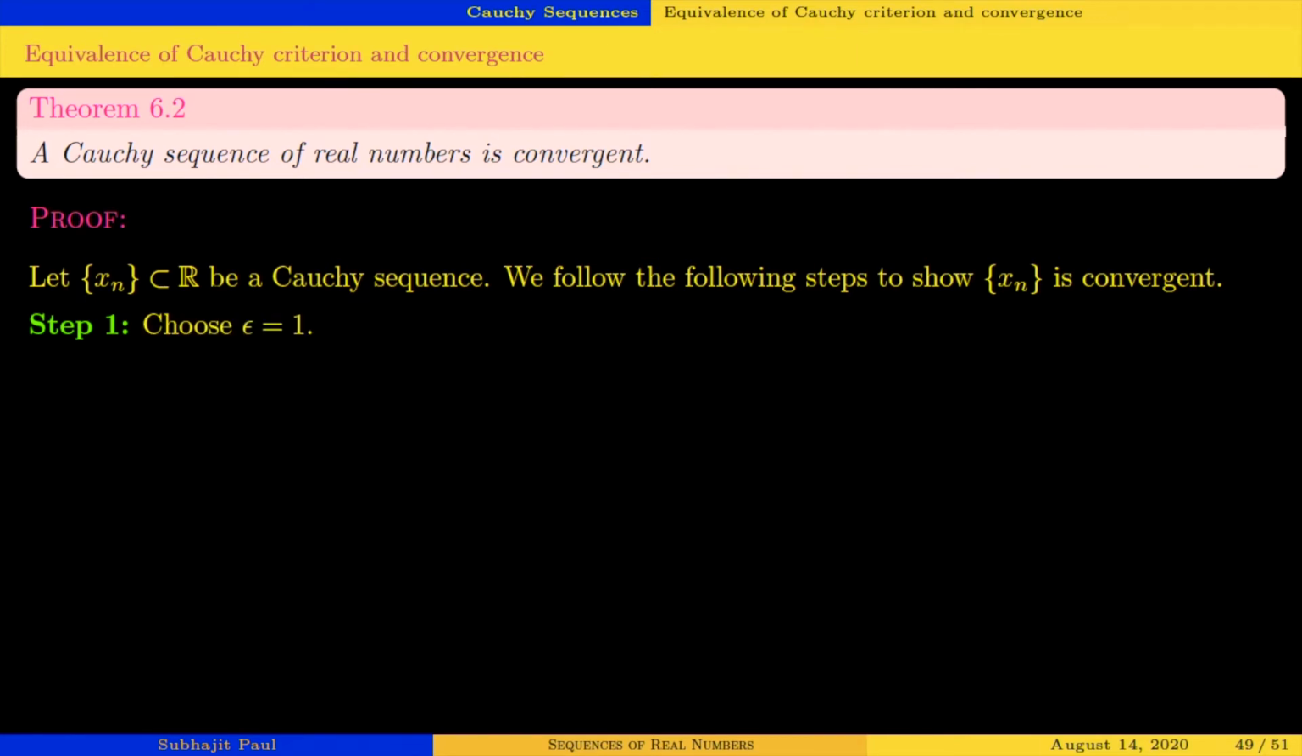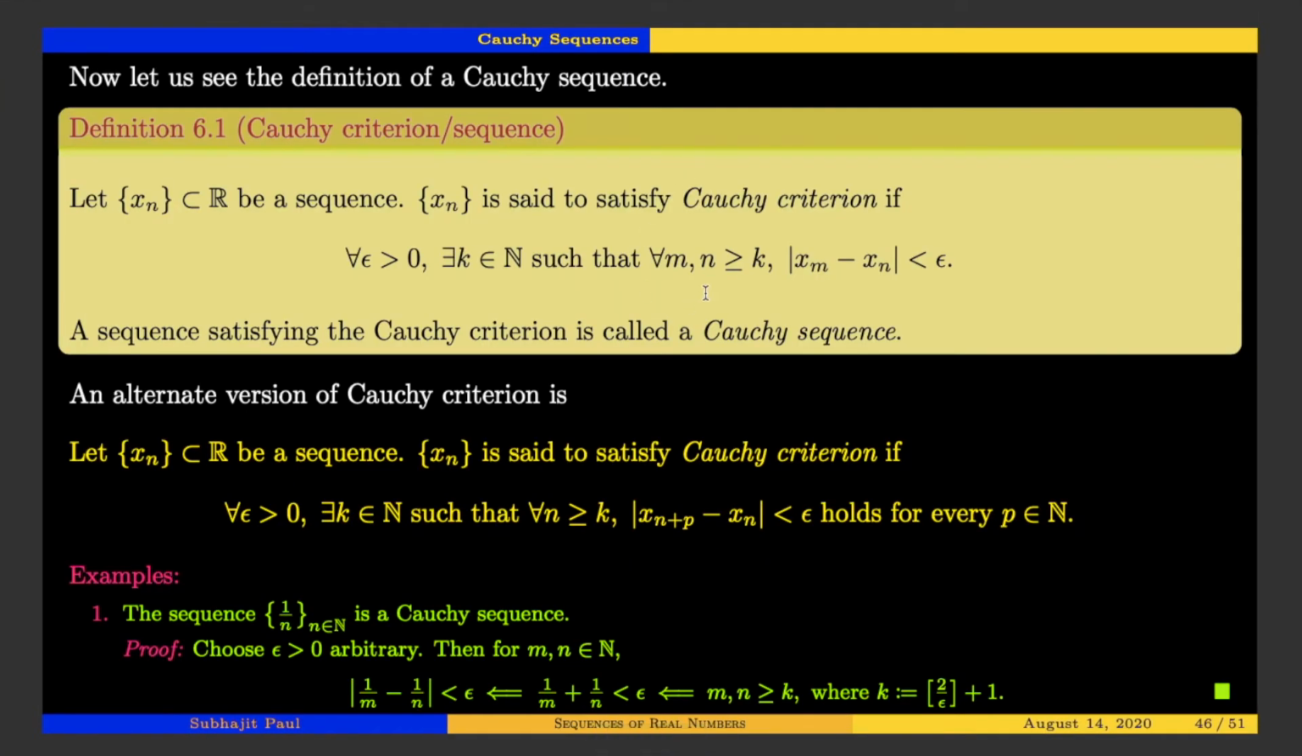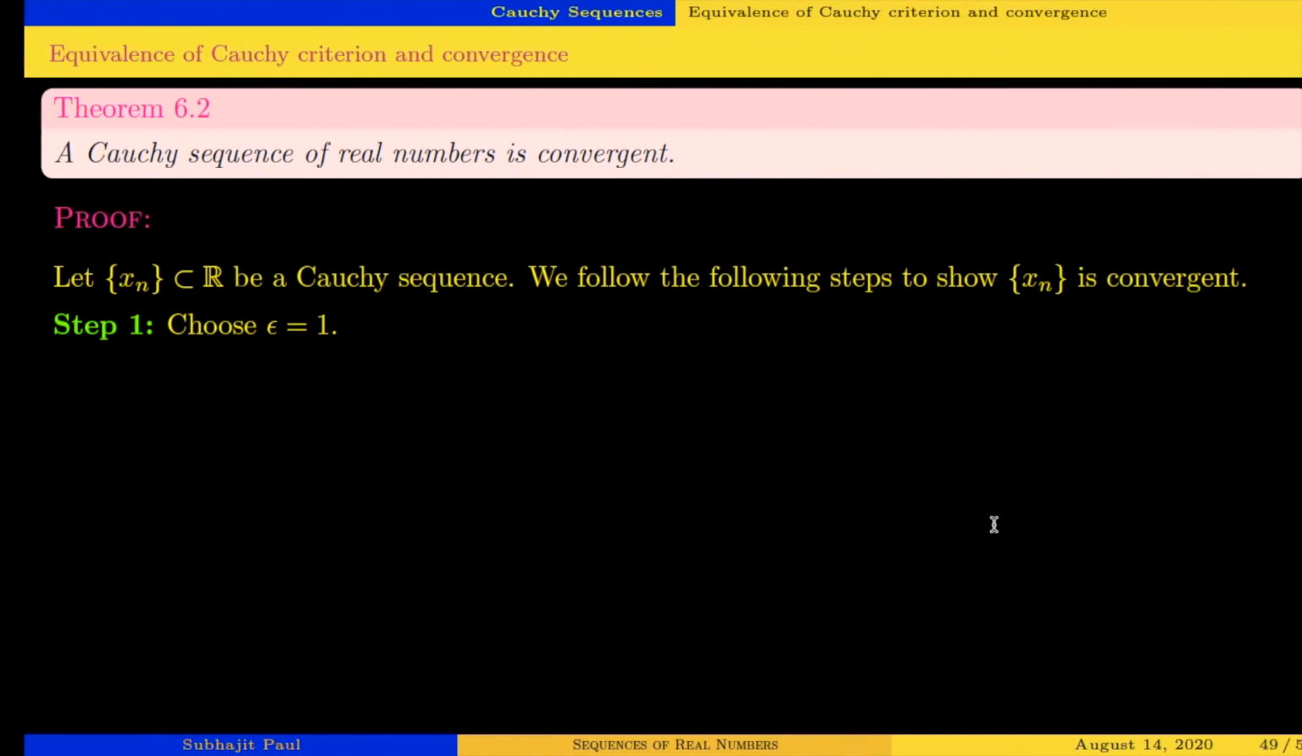So choose epsilon is equal to 1. Okay, so the definition of Cauchy sequence is, if you remember, for all epsilon positive there exists a threshold integer k such that for m, n greater than or equal to k, the distance between xm and xn will be less than epsilon. So that is the definition.